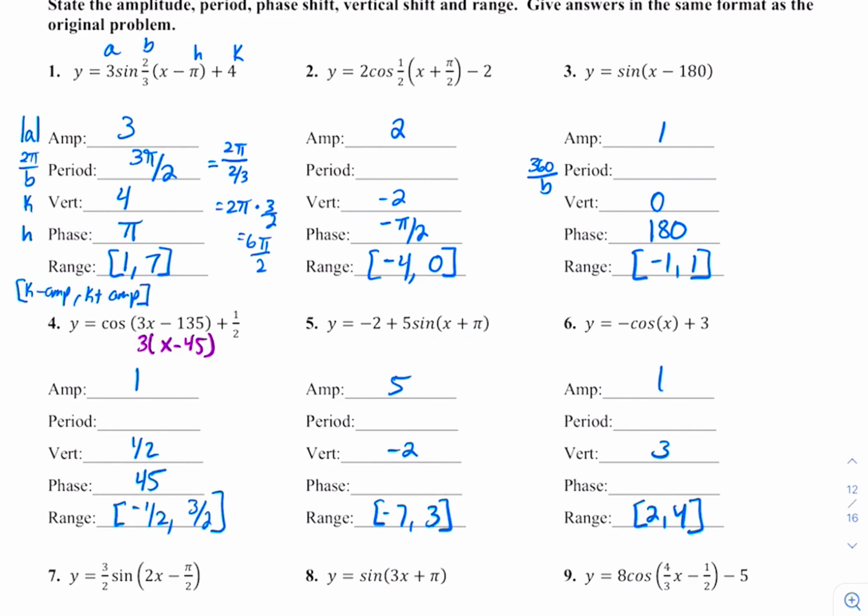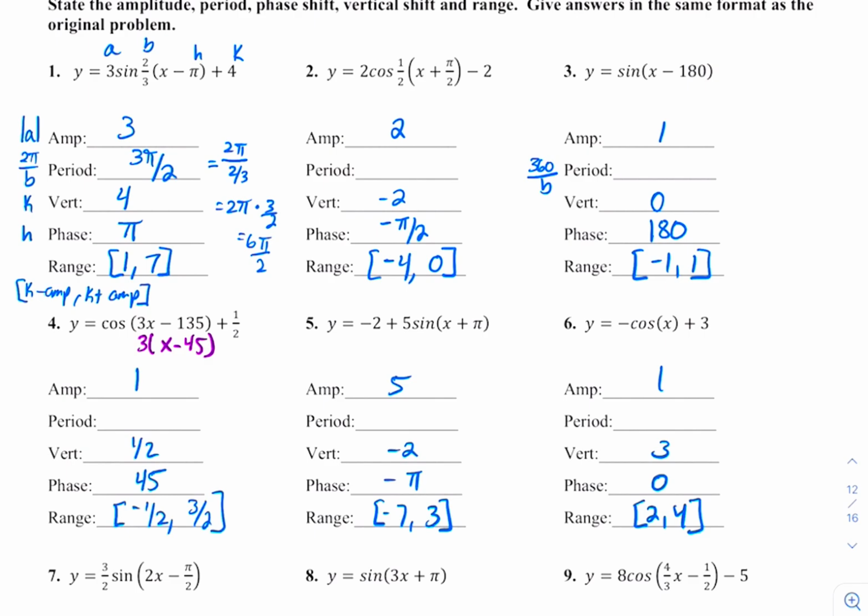5 is factored, and so is 6, so I can just write my phase shift for those. So this will be -π, and then since I don't have anything being added or subtracted here, that means that my phase shift is 0 for this one.